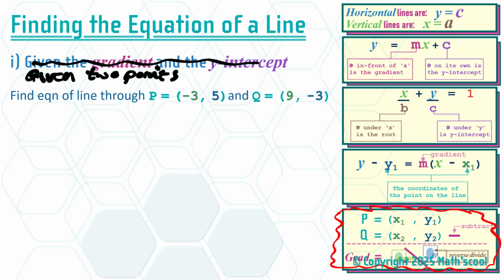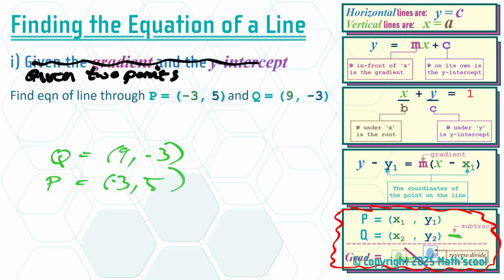What it's telling us is, first of all, write the 2 points, P and Q, one underneath each other. It doesn't matter which one you write at the top and which one you write at the bottom. Makes no difference whatsoever. So I'm going to write Q equals 9, minus 3, and P equals minus 3, 5.